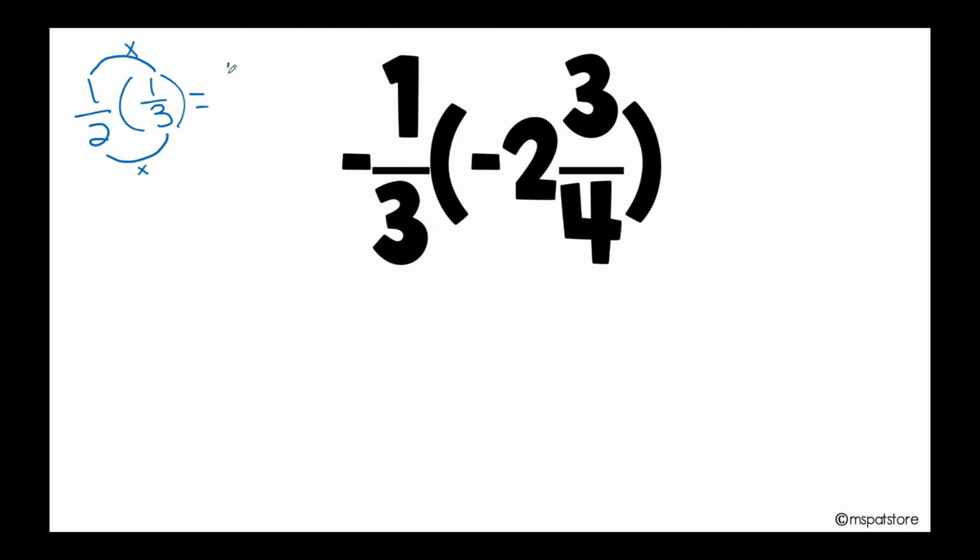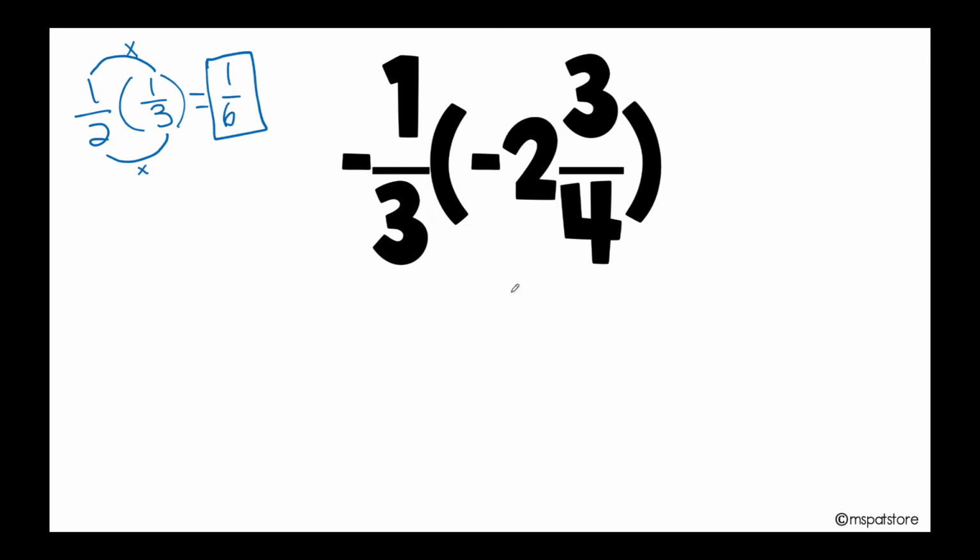So 1 times 1 is 1, and 2 times 3 is 6. This is my final answer. That's it. In order for you to multiply fractions, the only thing that you need to do is multiply numerator by numerator and denominator by denominator. Now that you have this background knowledge activated, let's multiply these rational numbers.